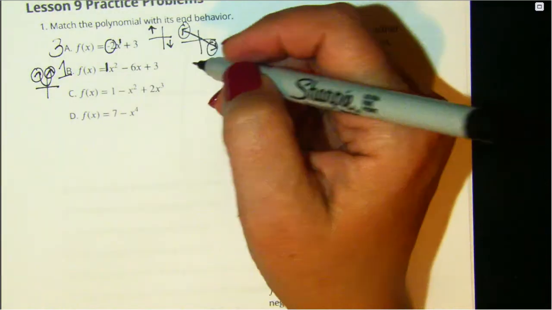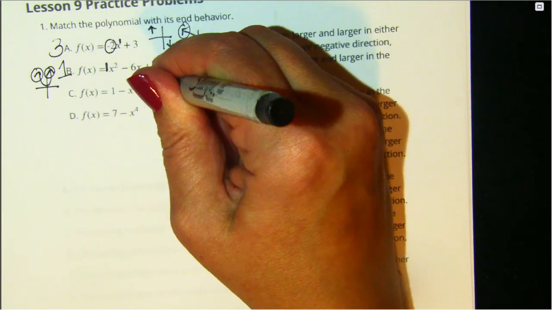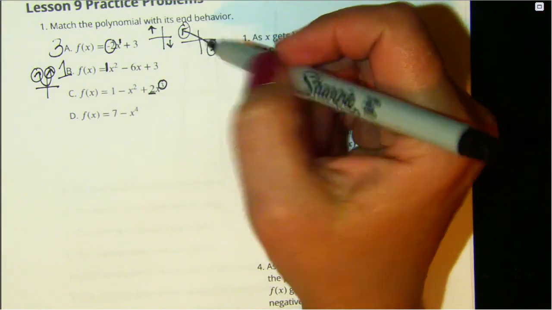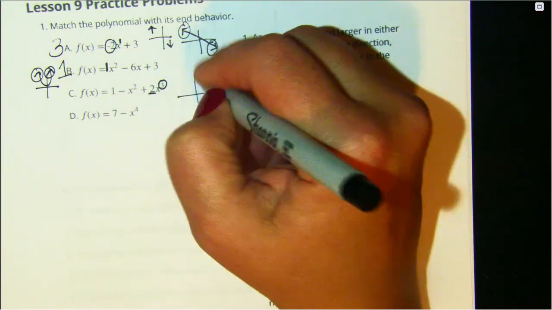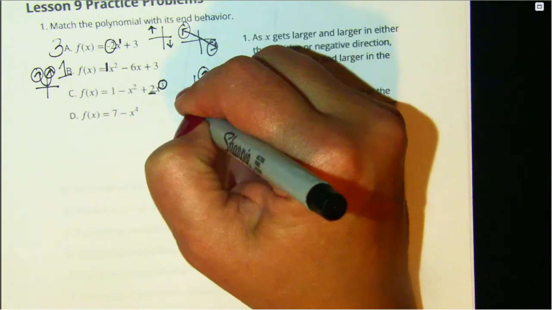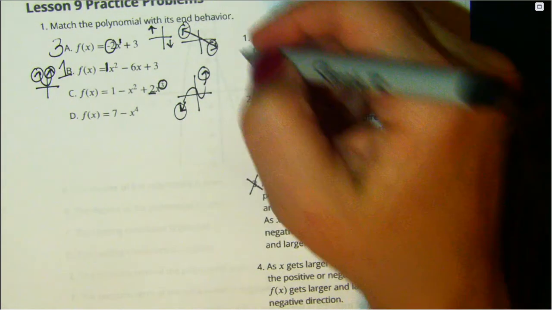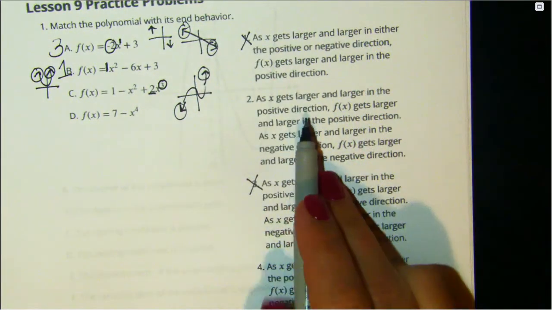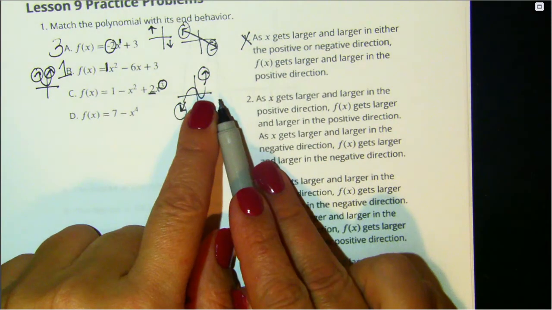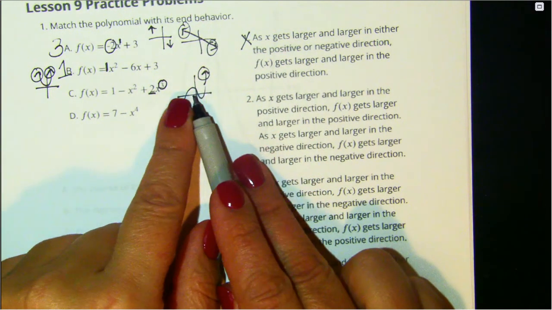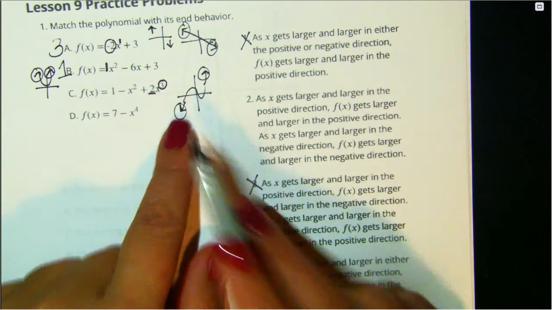This one is an odd degree with a positive. So the ends are going in opposite directions, but it's the other way from letter A. This end is going up, and this end is going down. Something like this. And we already did number 1. This says as x gets larger in the positive, the graph gets larger in the positive. Yes. As x gets larger in the negative, the graph gets larger in the negative. Yes, 2.